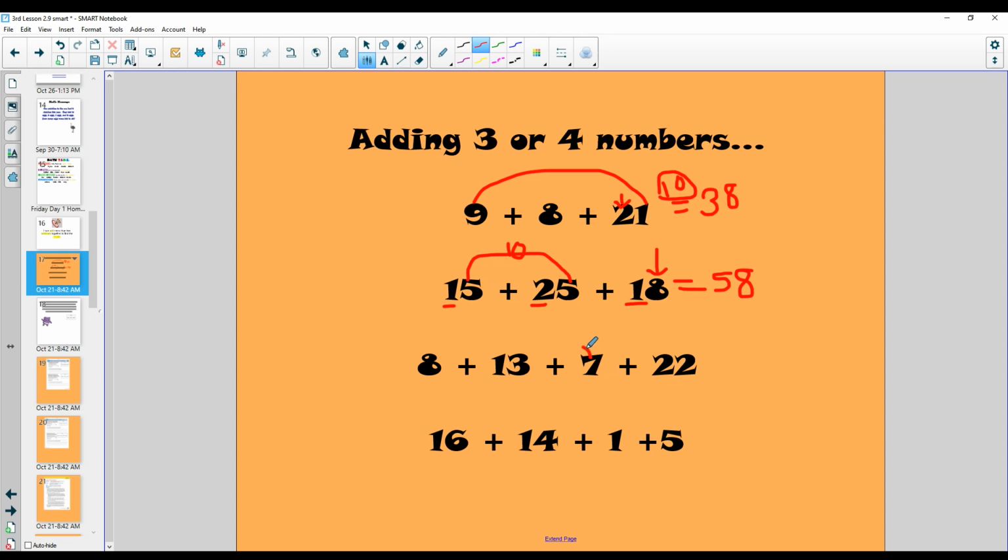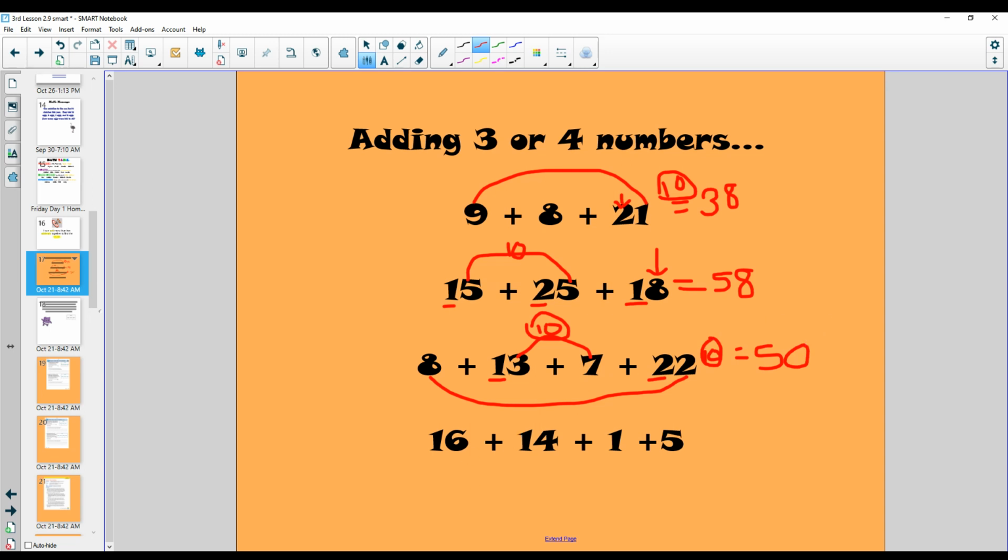I look here, 7 plus 3 gives me 10. 8 plus 2 also gives me 10. Now I need to go back and add. Here I have 10, 20. Now I have to add 20, so that's 40. And then here, this one equals 50. So you always want to see what numbers are easiest to add together to put in your head.